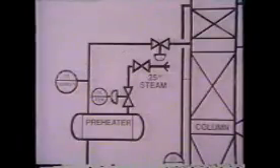Next, the inside operator stops the flow of feed mixture to the column. He does this by resetting the feed flow controller to 0. At the same time, the outside operator shuts off the feed pump. This isolates the feed system and prevents any more mixture from entering the column.